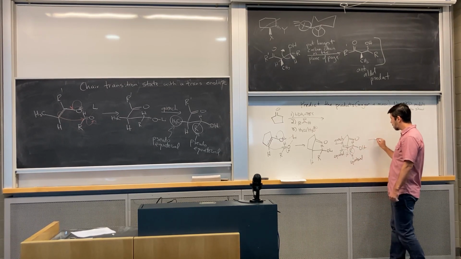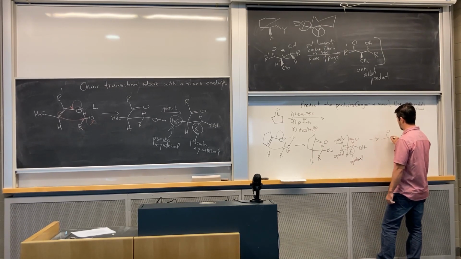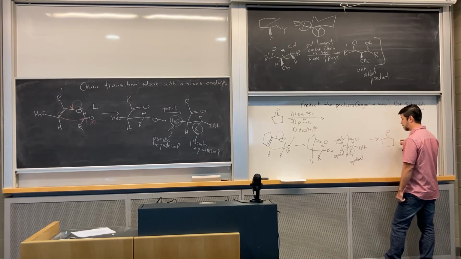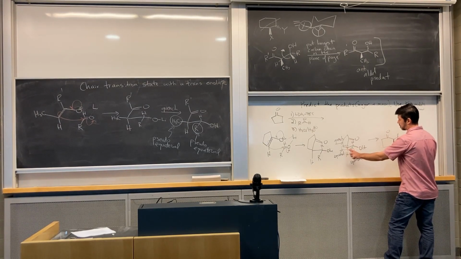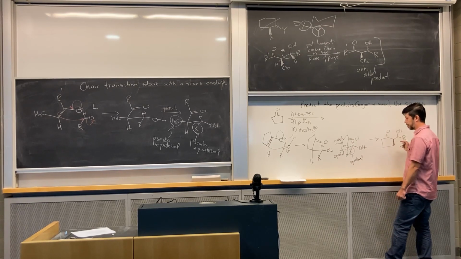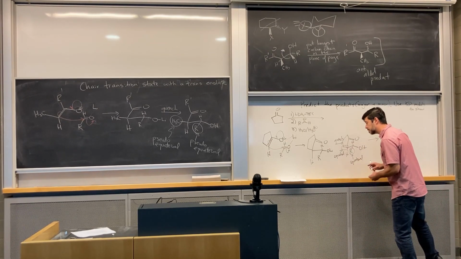So when you draw out what that product's going to look like, putting the longest carbon chain in the plane of the page, you're going to draw these 2 groups anti to each other. Okay, so your major product is going to look like this.